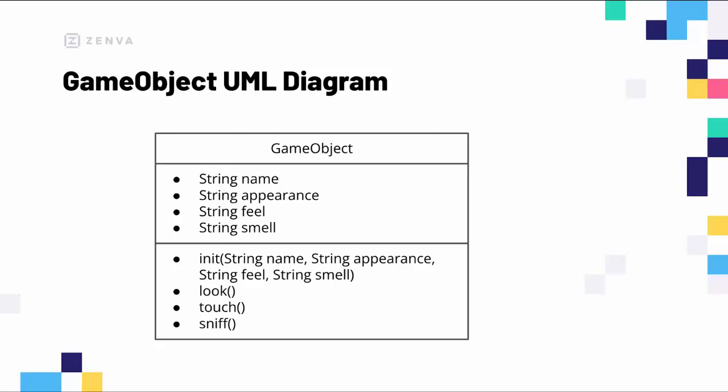Now, just as a refresher, the word method just means a function that belongs to a class. Similar to how a field is just a variable belonging to a class, a method is just a function belonging to a class. So if you hear method, just think function. Okay, enough said, let's head over to the code. We'll implement these three methods, look, touch, and sniff, and then we'll be able to wrap up our game object implementation.